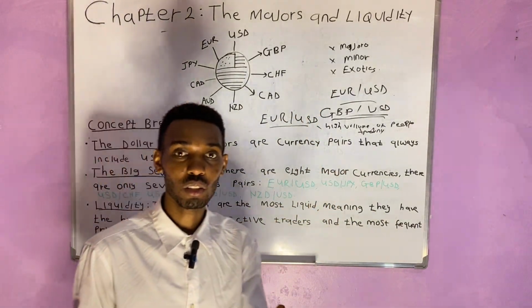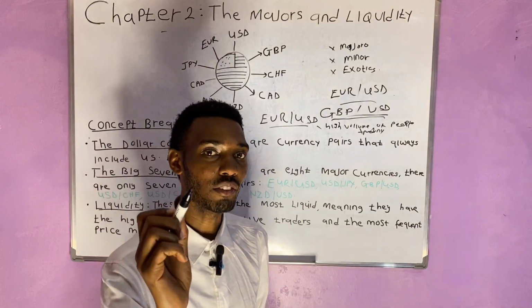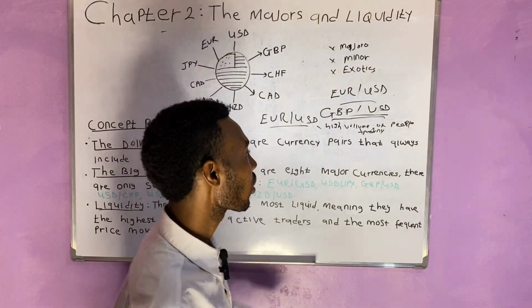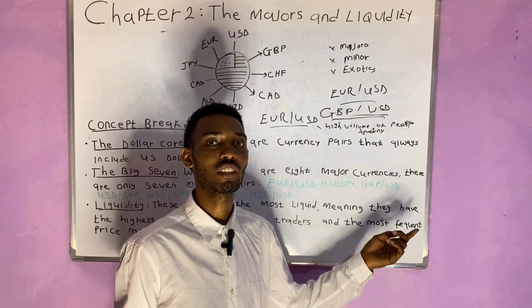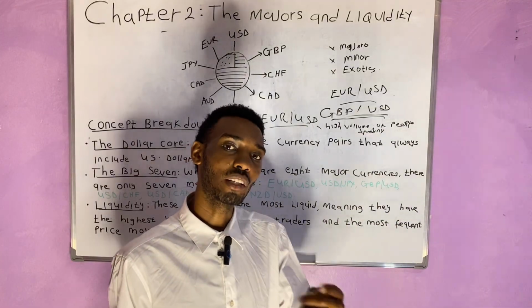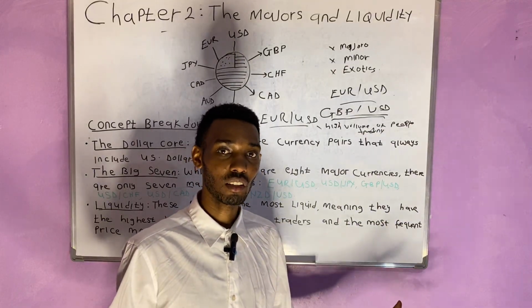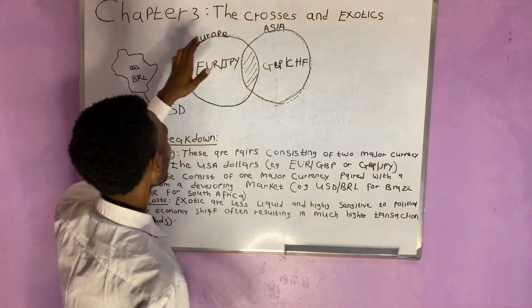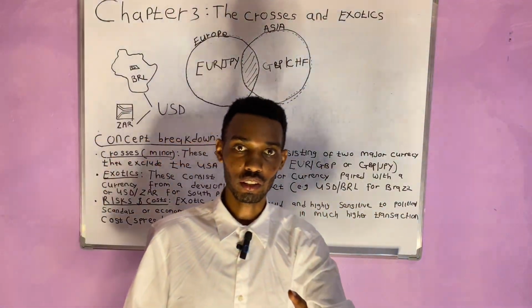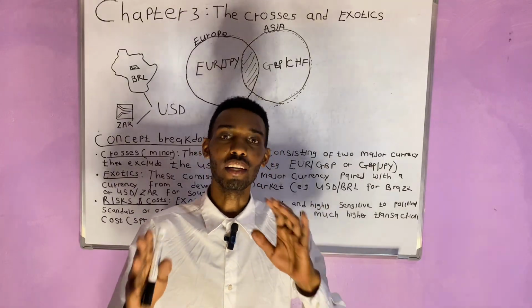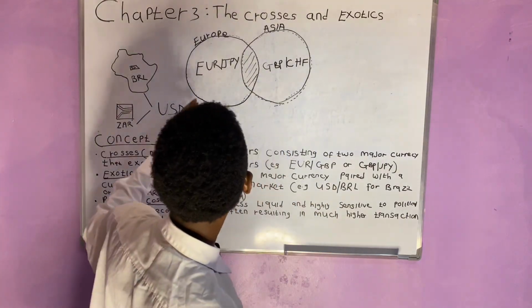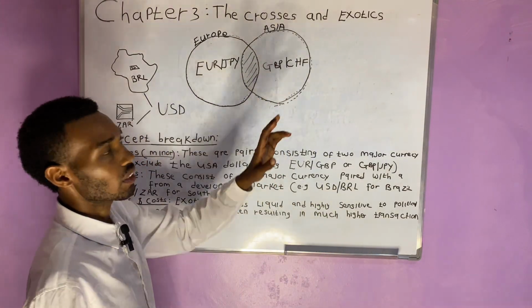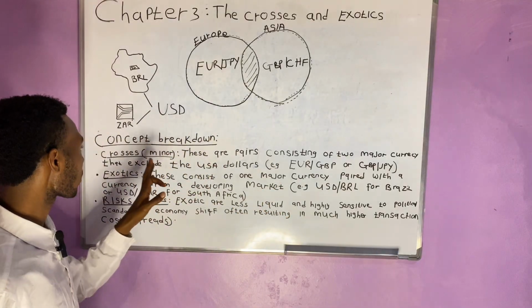I'm going to take you step by step, through each and every piece of content, for you to understand what Forex is, how to trade it, and how to get real money in the real world. In this chapter, we're going to look at the crosses and the exotics. Let us look at the concept of the crosses.